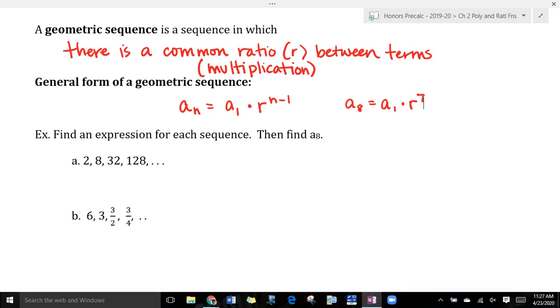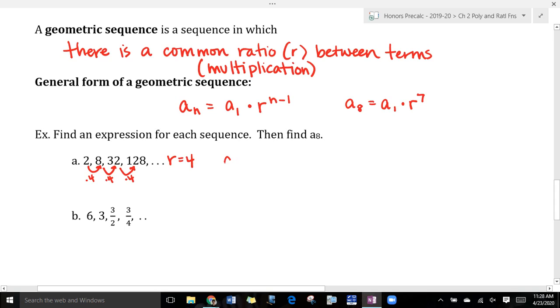Okay, so let's go ahead and apply that to a couple sequences here, and then we'll find a8. So the first sequence: 2, 8, 32, 128. Just like with arithmetic, I want to make sure that this is actually a geometric sequence before we go through all the work. Looking from the 2 to the 8, the 8 to the 32, and the 32 to the 128, you can hopefully see that yeah, we are just multiplying by 4. So that means that r equals 4 for this geometric sequence.